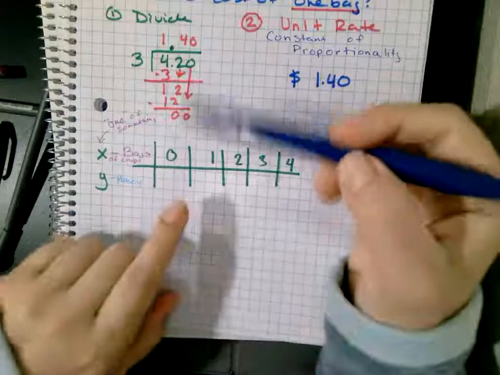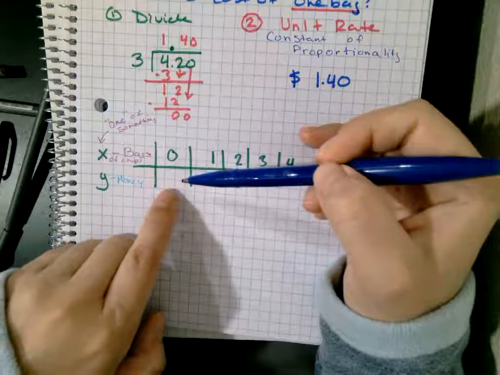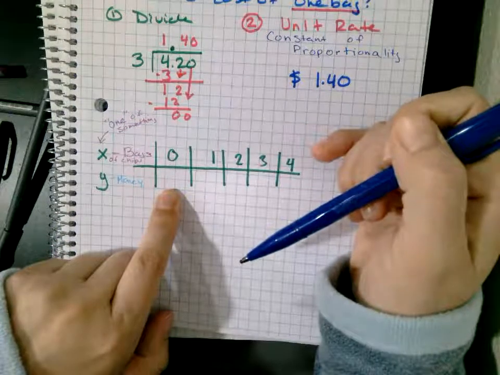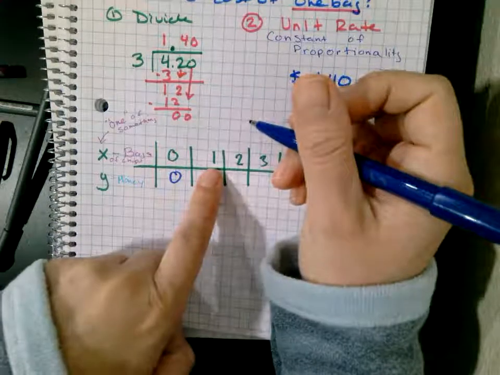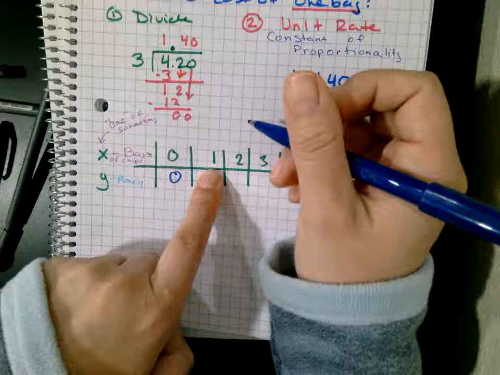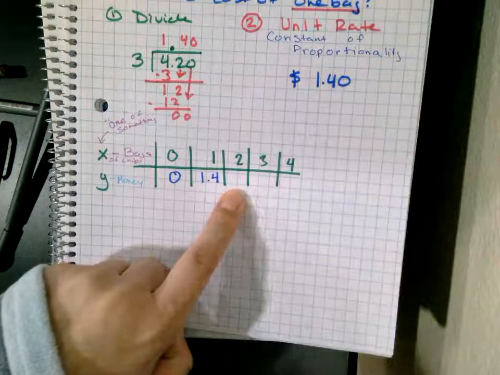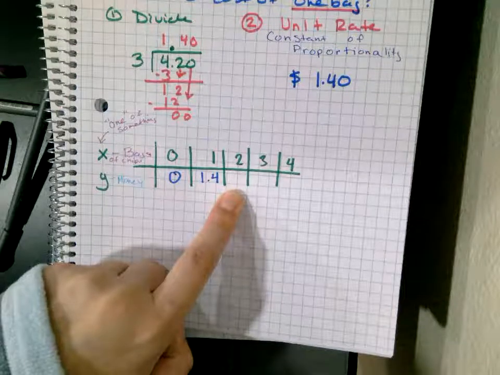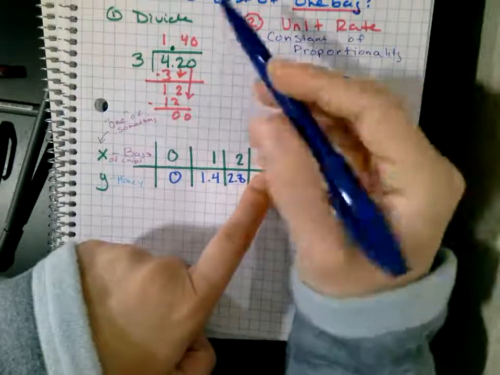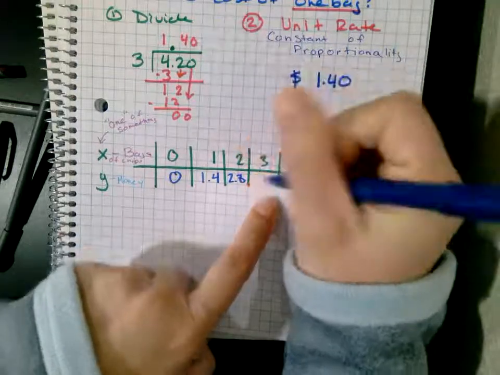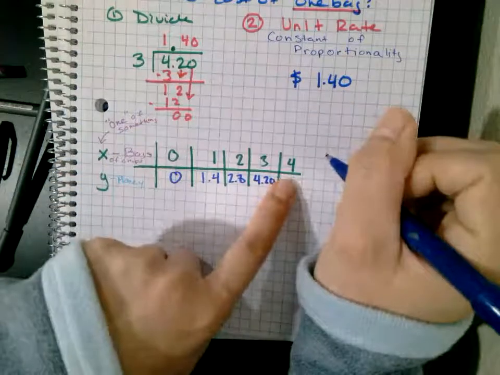Okay, if I buy 0 bags of chips, how much is that going to cost me? 0 bags of chips. $0, correct. If I buy 1 bag of chips, how much is 1 bag of chips going to cost me? $1.40. What about 2 bags of chips? 3 bags, that's what's in my problem, right? $1.40. No, I'm sorry, $4.20. 4 bags of chips.